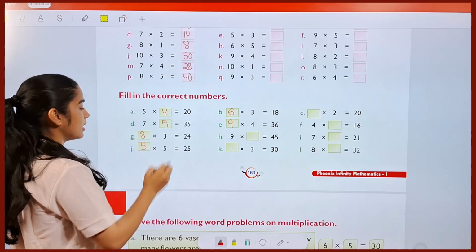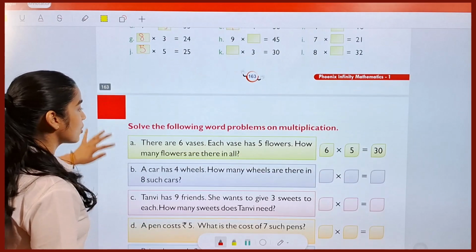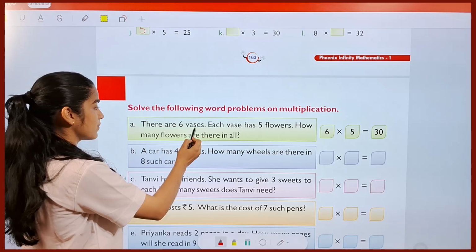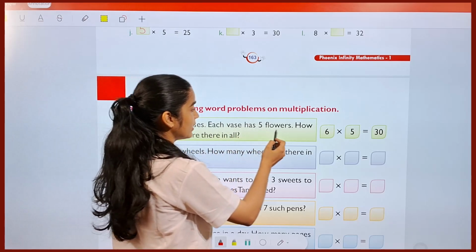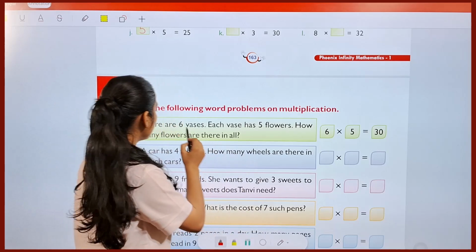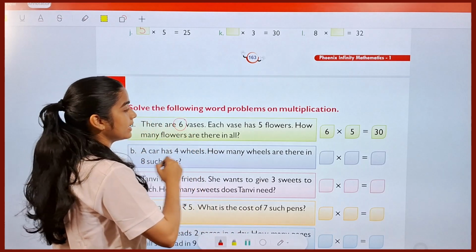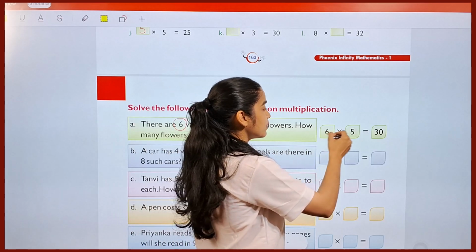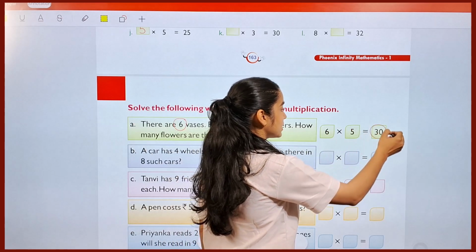8 threes are 24. Solve the following word problems on multiplication. There are 6 vases. Each vase has 5 flowers. How many flowers are there in all? So total we have 6 vases and in each vase we have 5 flowers. It means 6 multiplied by 5 is 30.